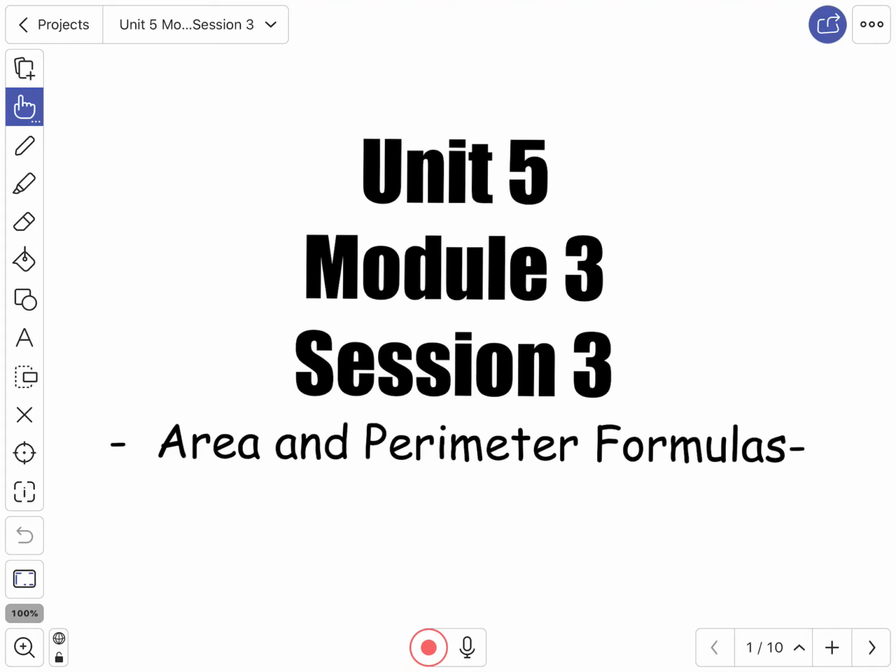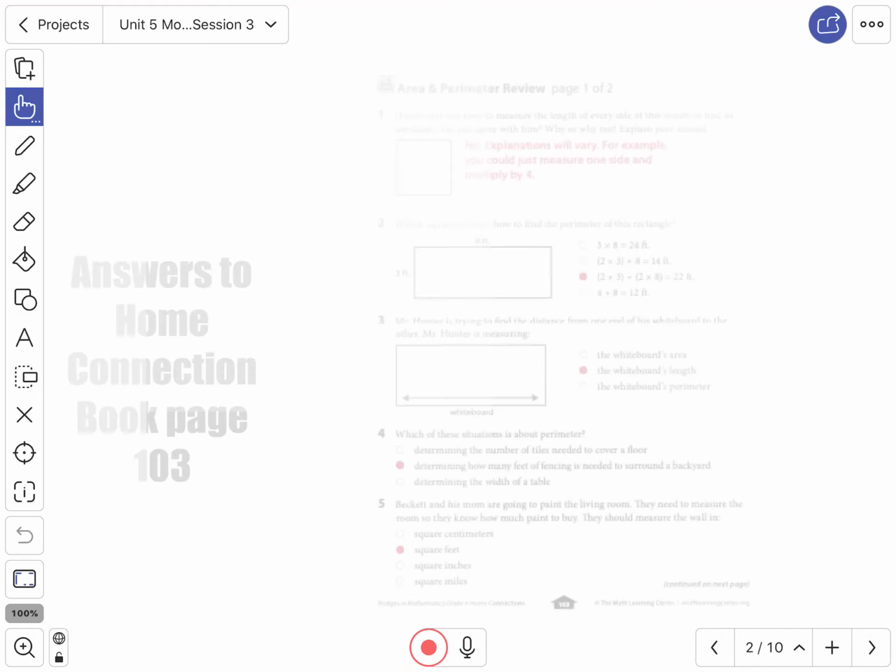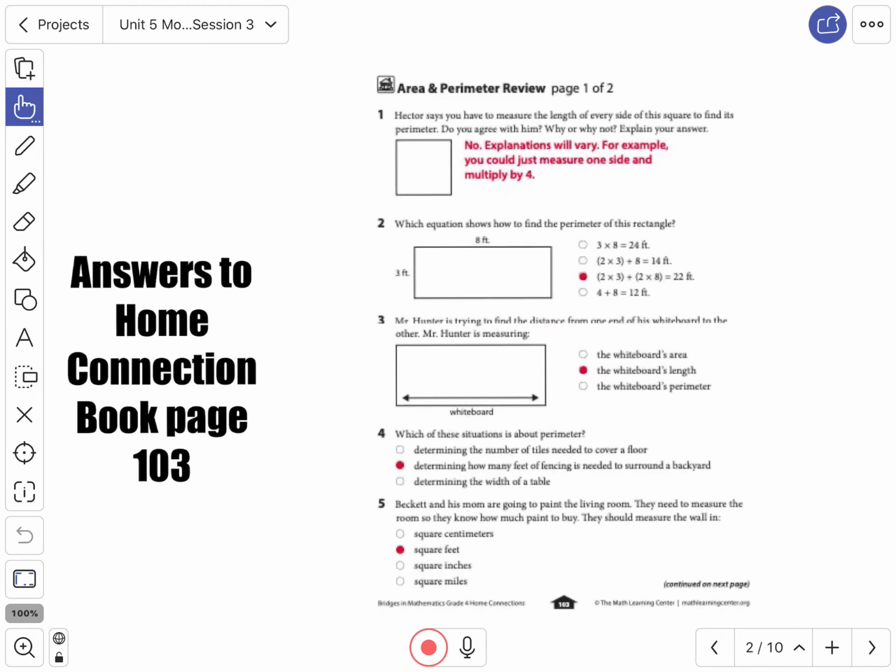Another day of math, my fabulous friends. We are on Unit 5, Module 3, Session 3, and this one's all about area and perimeter formulas. So yesterday we talked about area and perimeter. Today we're going to talk about some different formulas. Before we do that, though, I do want to go over your homework from last night.